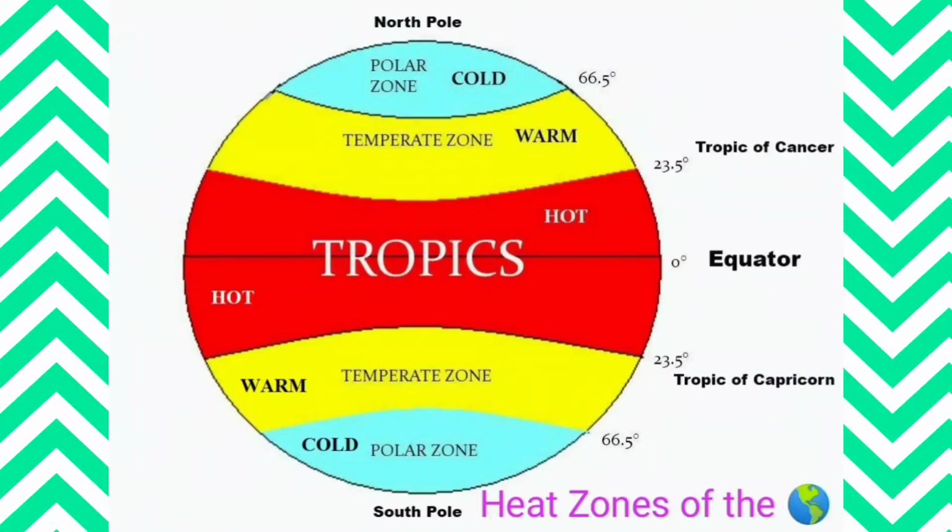Third one is the frigid zone. Beyond the Arctic Circle in the north and Antarctic Circle in the south, the sun never rises much above the horizon. So, these two zones get the least amount of heat. They are the coldest regions of the earth. These two zones are called the frigid zones.